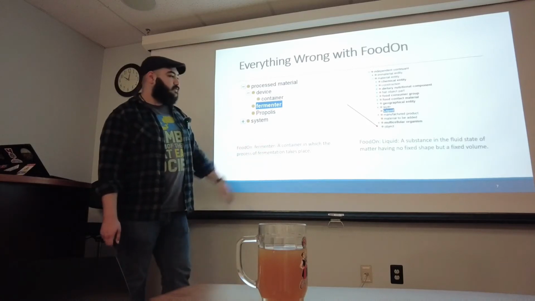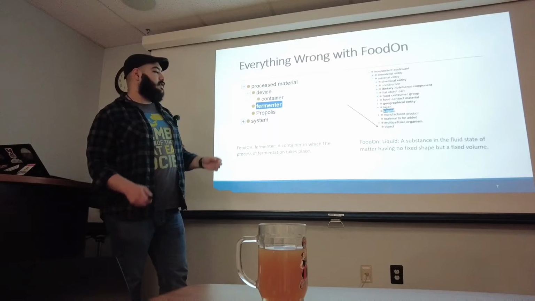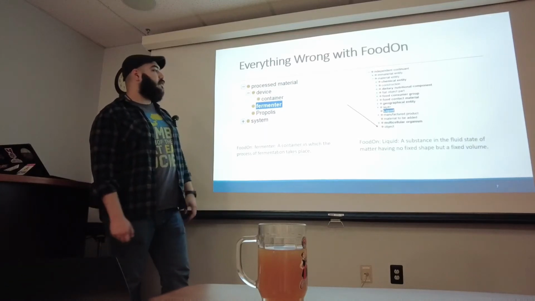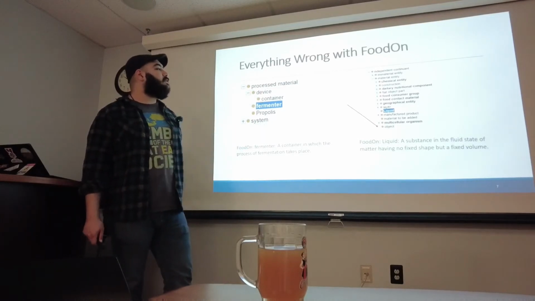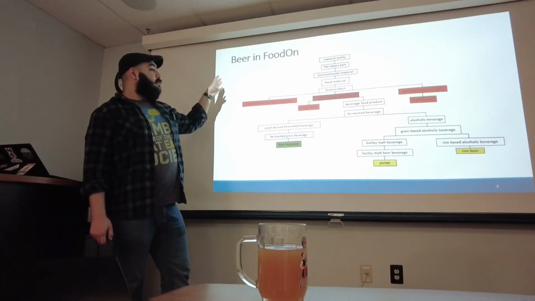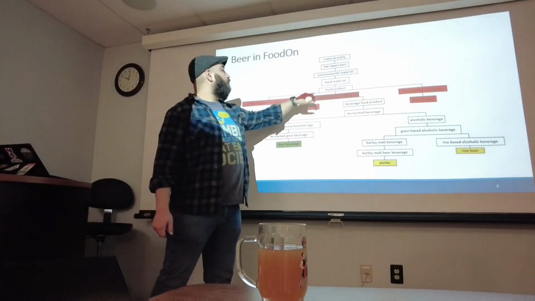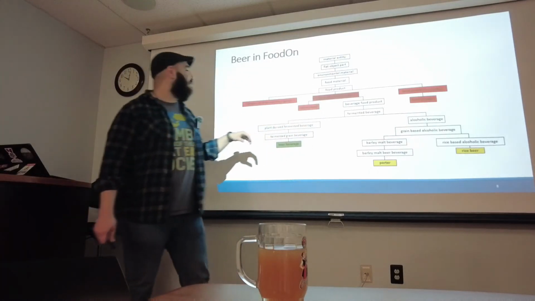The definition of liquid was fine. It's a really common definition for a substance in the fluid state that has no fixed shape but a fixed volume. I didn't have a problem with the definition, just the place that it was put in the ontology. So where does beer go in FoodOn? Of course, you come down. Everything is fine up to food product, I think.